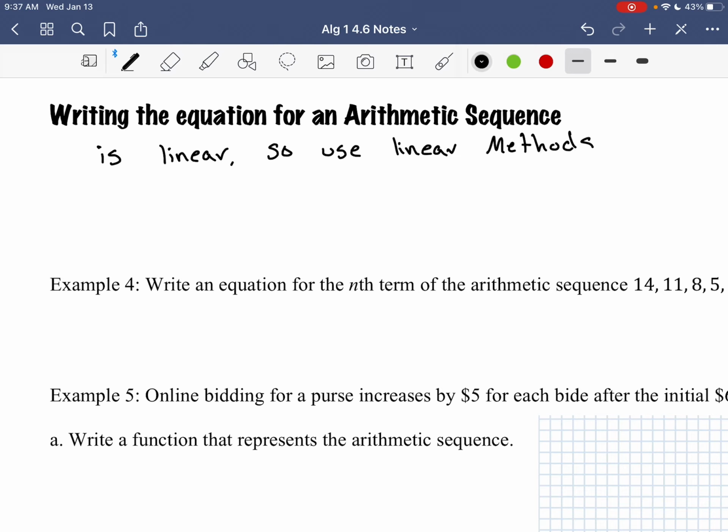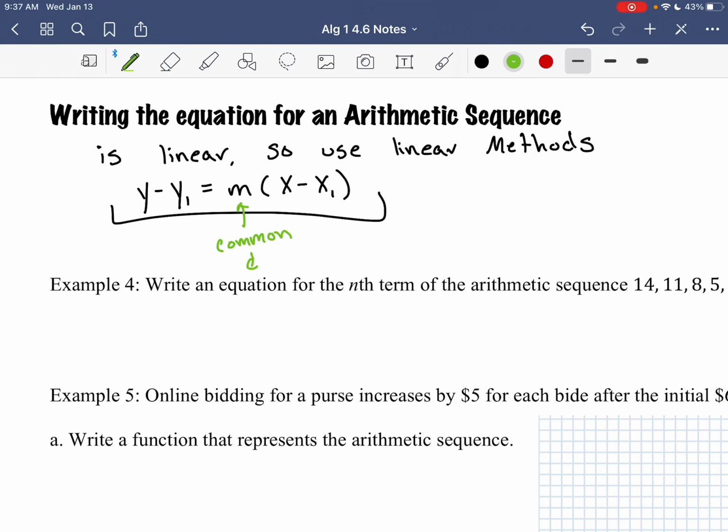What I mean by that is we have y minus y1 equals m times x minus x1 to come up with a linear equation. We're going to use this to write an arithmetic sequence because it has that common difference. And the m here is that common difference, how much it goes up each time. The m is your common difference.